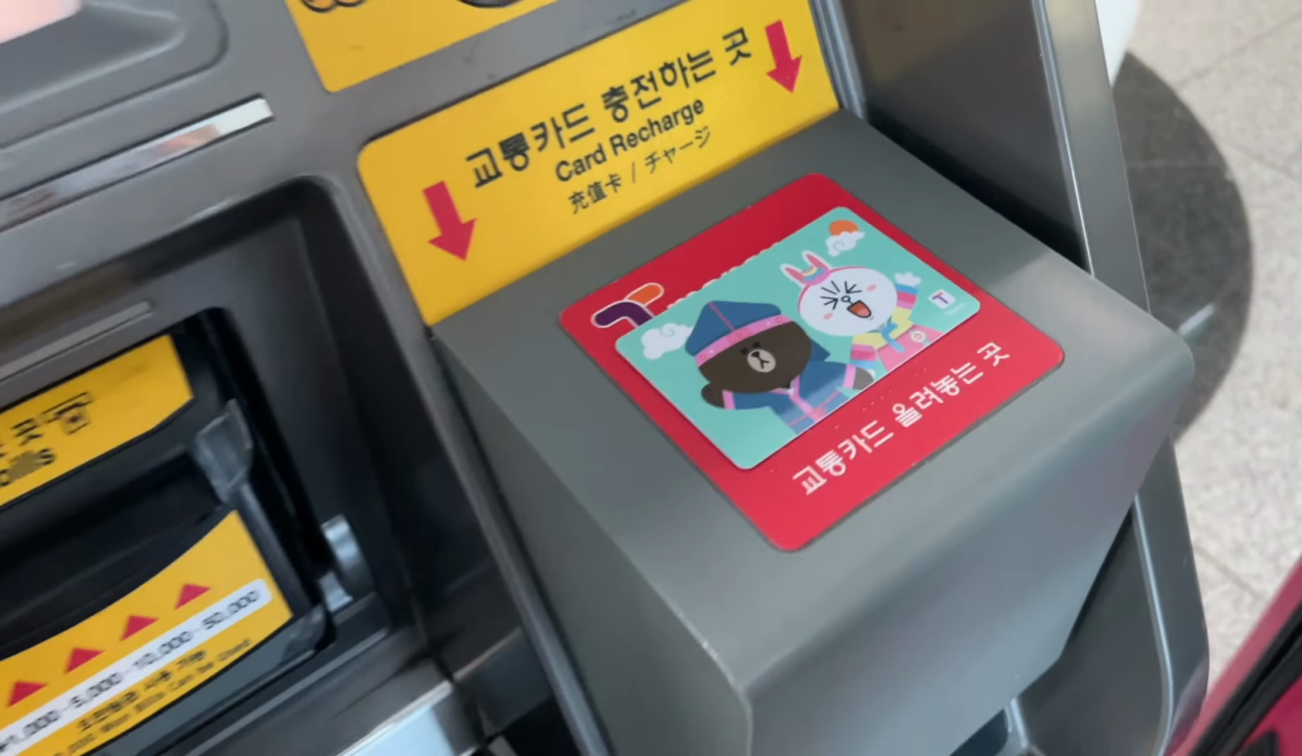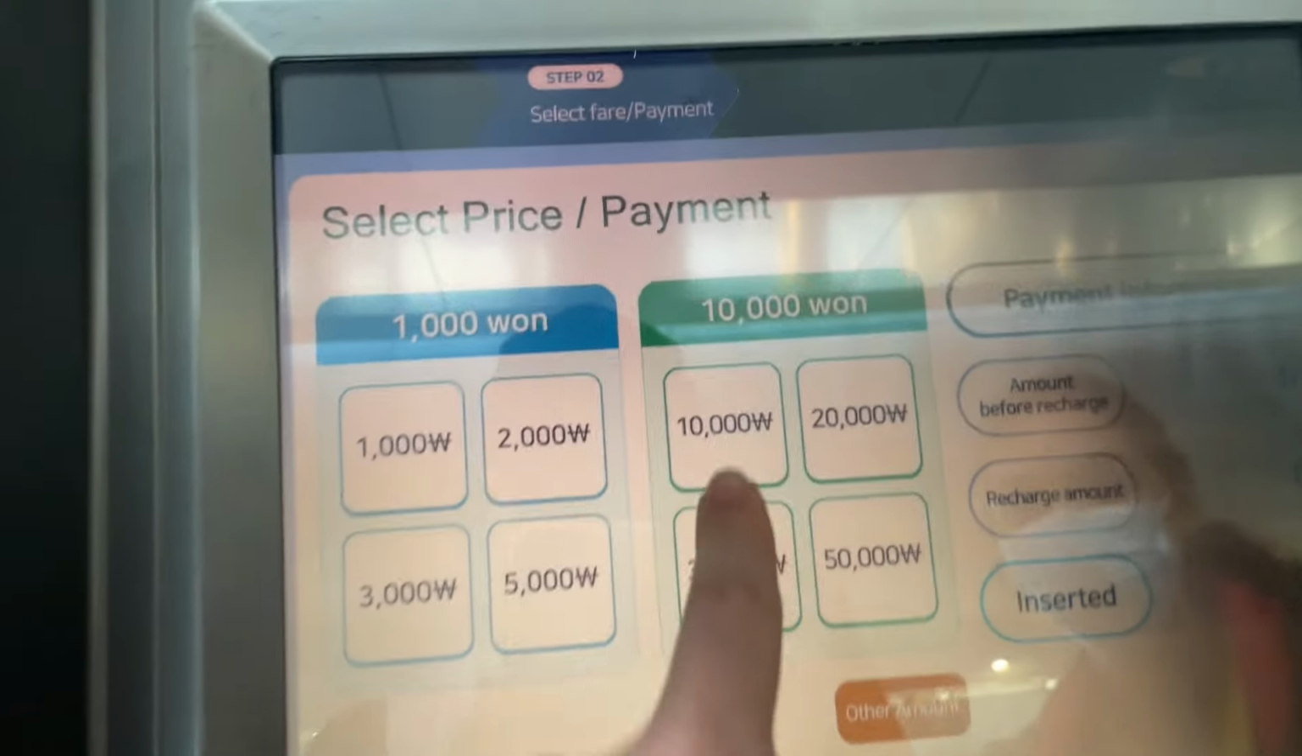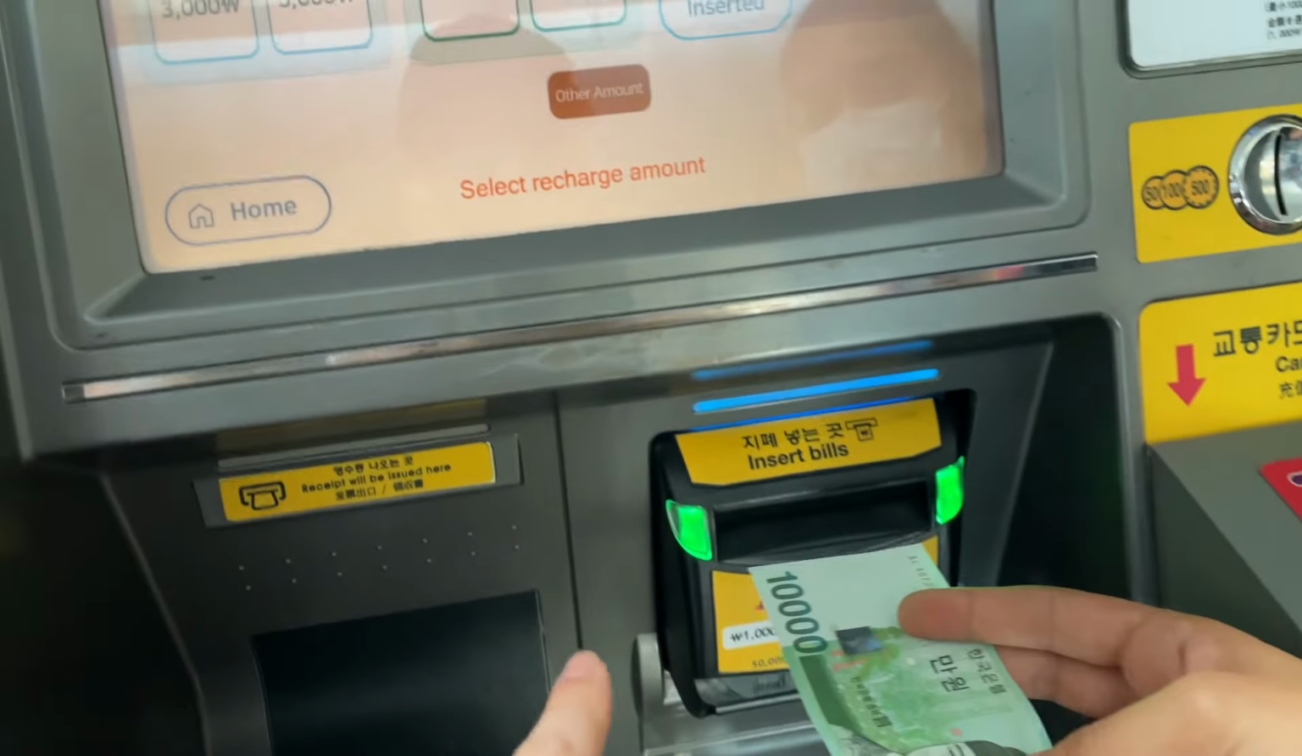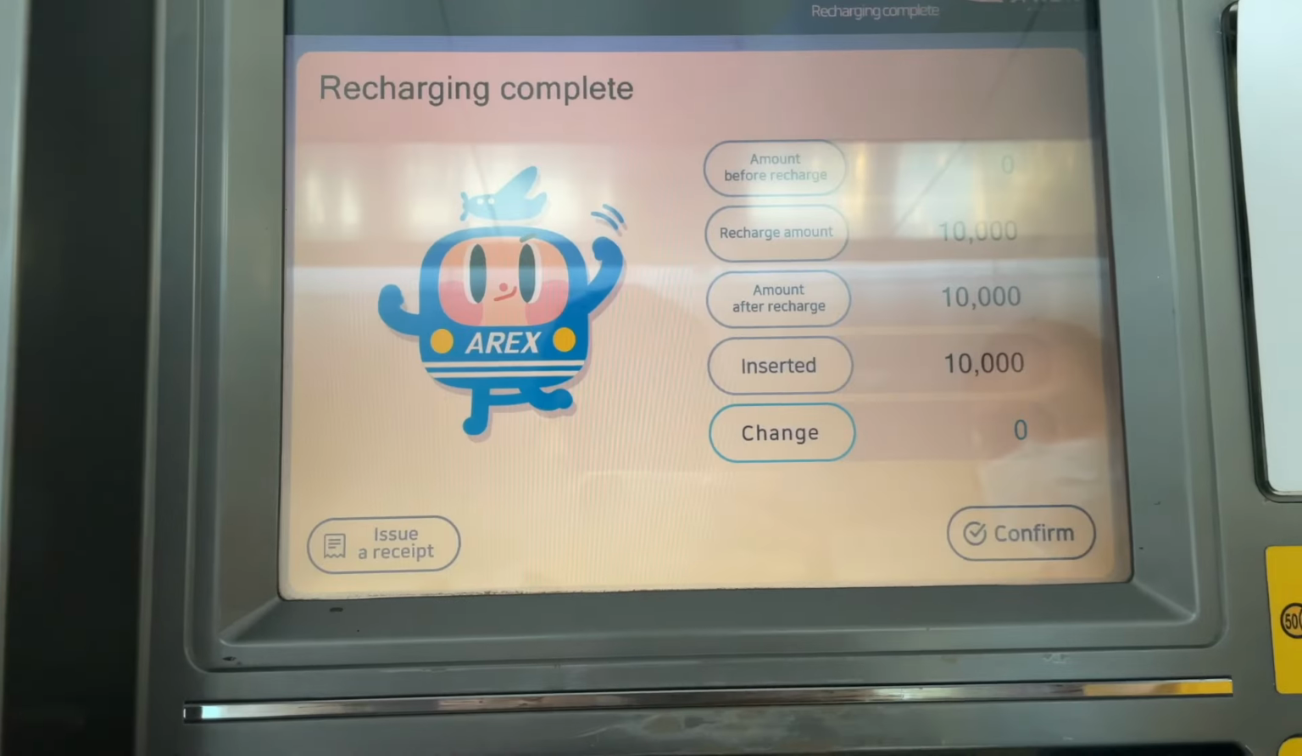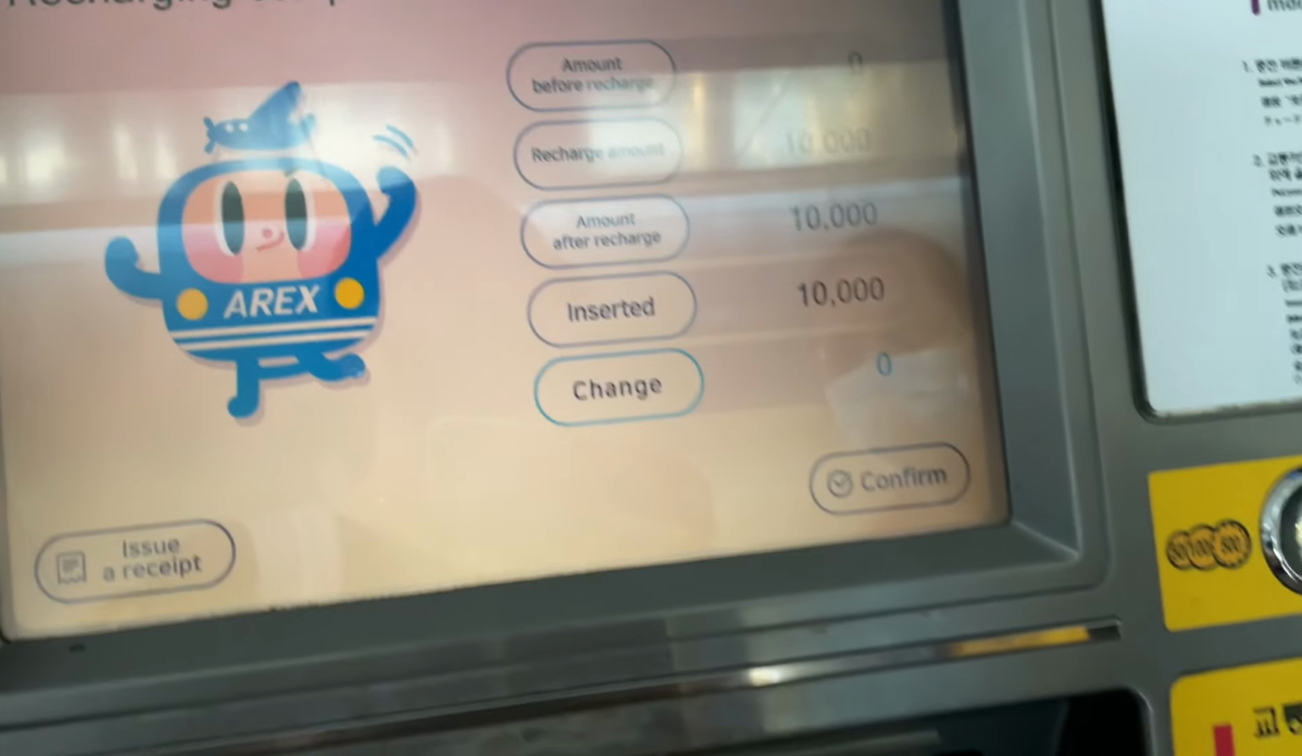When you put your card on the little circle slot, you click how much you're gonna put on the card, you put the money in, let it sit for a very long time. Even if it says it's done, give it a few more seconds, because if you move that card, the money might not get loaded onto it. So buy your T-Money card, load some money on it. If I were you, this is what I would do.